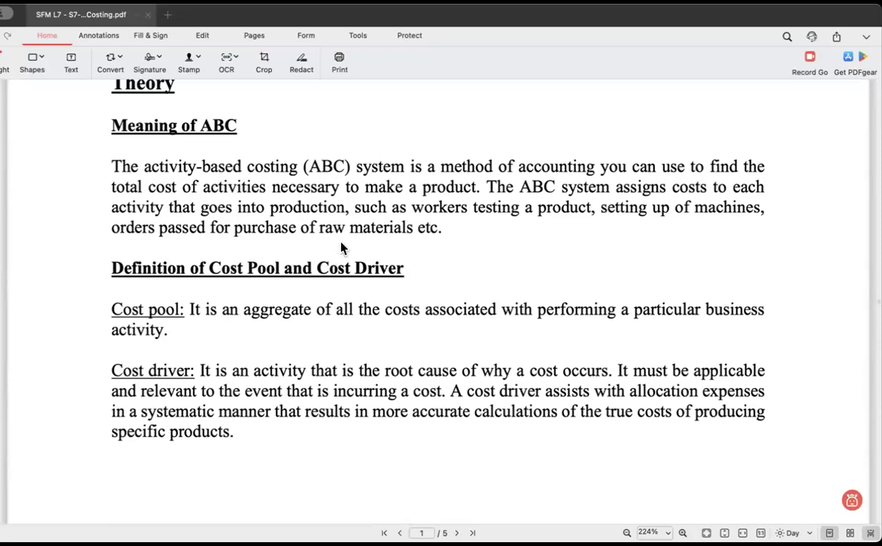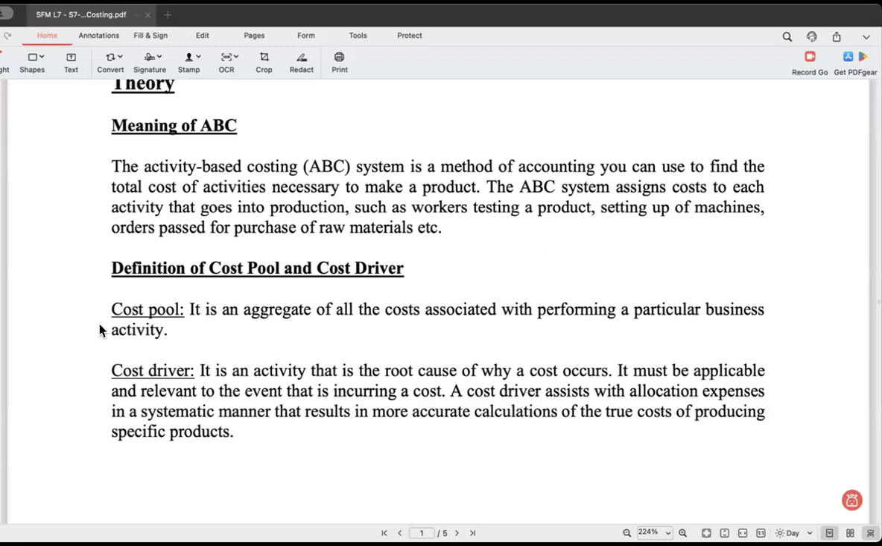Now we're moving on to the activity-based costing system. This is a method of accounting you can use to find the total cost of activities necessary to make a product. The ABC system assigns cost to each activity that goes into production, such as workers, testing a product, setting up of machines, orders placed for purchase of raw materials. Now, when it comes to the ABC system, we use multiple cost drivers, right? So they break their overhead into different activities, right? They use multiple cost drivers.